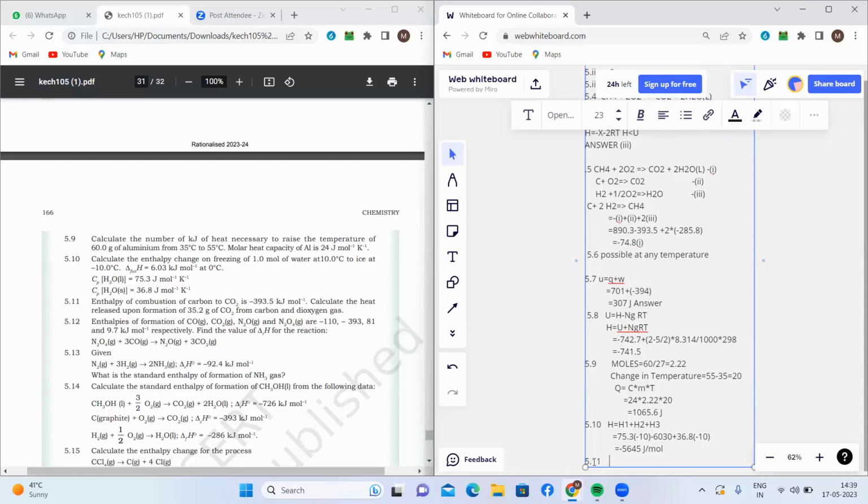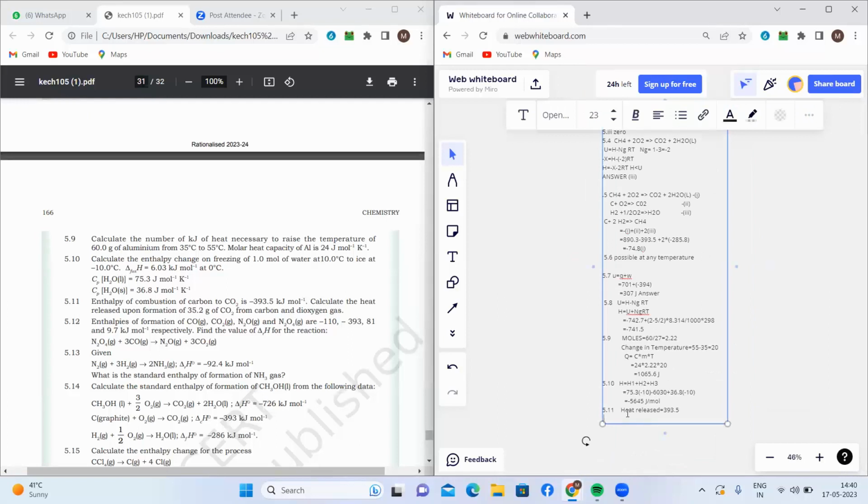What we are given here, we are given the enthalpy of combustion of carbon to carbon dioxide and we have to calculate the heat released upon formation of 35.2 gram of carbon dioxide from carbon and dioxide gas. Okay, so we have been given the heat of combustion of carbon dioxide. The molar mass of carbon dioxide is 44 grams, no? So what we have been given, that heat released is equal to how much it is given, 393.5, and then what? We have to calculate the heat released upon formation of 35.2 gram of carbon dioxide.